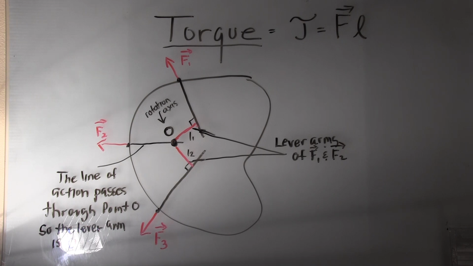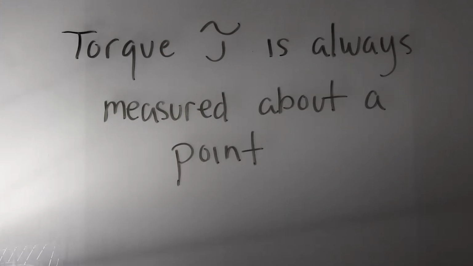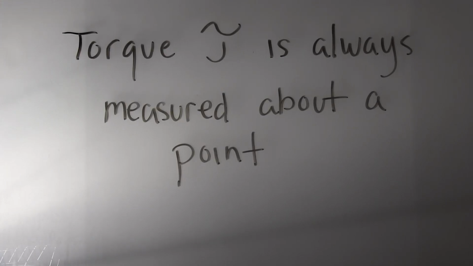In force 2, the line of action passes through the point of rotation, so its lever arm is 0, and hence the torque is 0. It is important to note that torque is always measured about a point. It's always measured with reference to some specific point. If we shift the position of this point, the torque may shift as well.